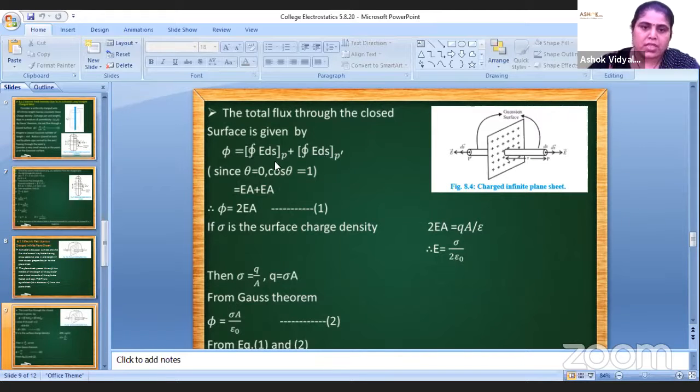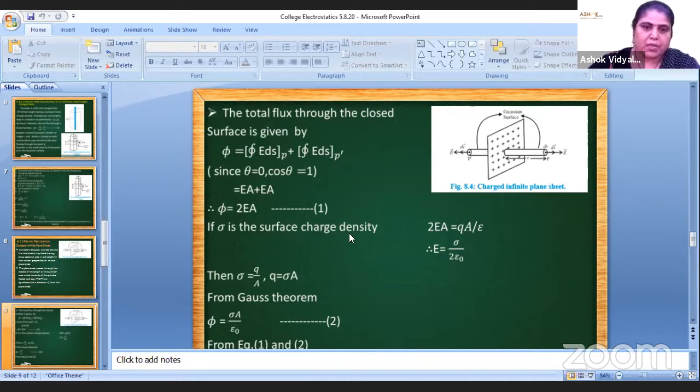And for that surface, the integration over dS is nothing but the total area, and we are going to consider this total area as capital A. Therefore phi is equal to EA plus EA, which is phi equal to 2EA. This is equation number 1, or you can say according to the common steps, equation number B.